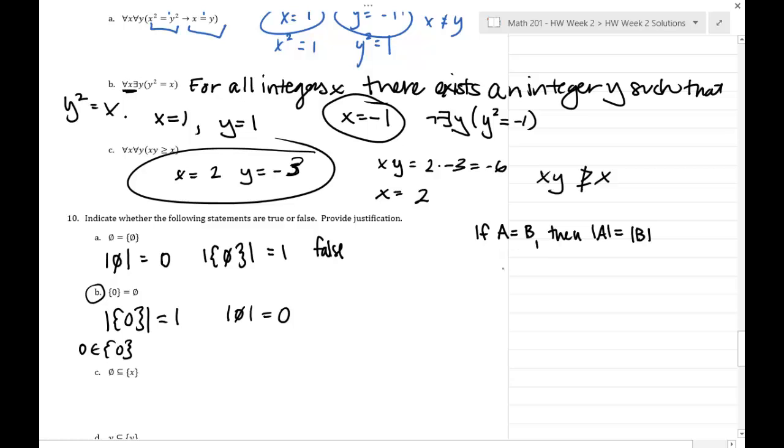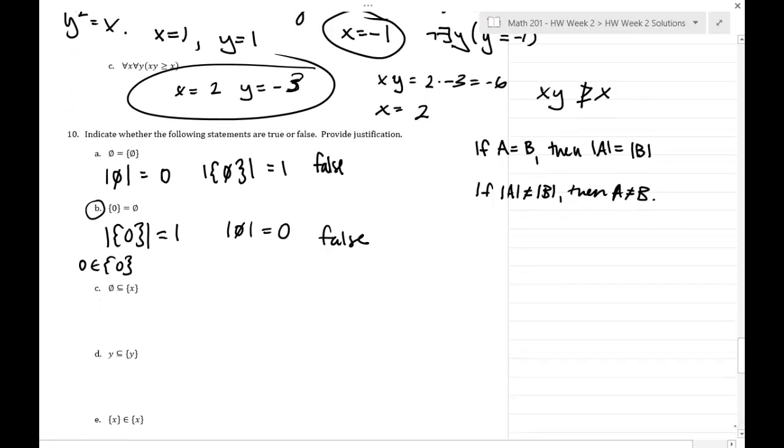Because notice the contrapositive of this statement would be: if the cardinality of A is not equal to the cardinality of B, then A is not equal to B. Okay, so we can conclude that part B is false as well. Now let's look at part C.